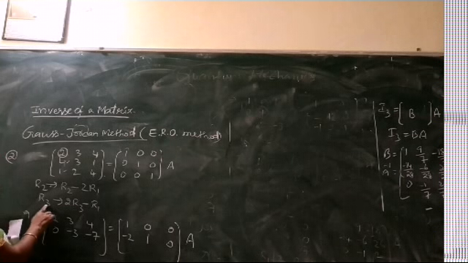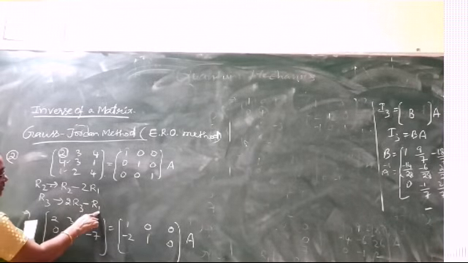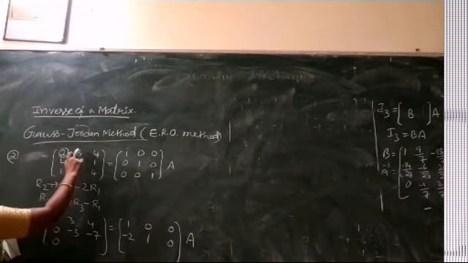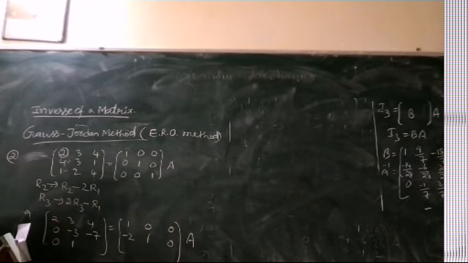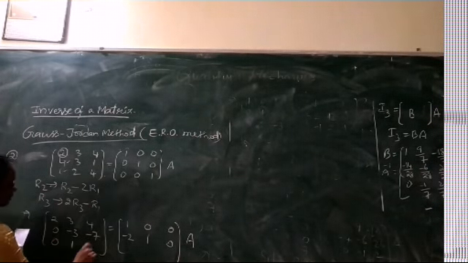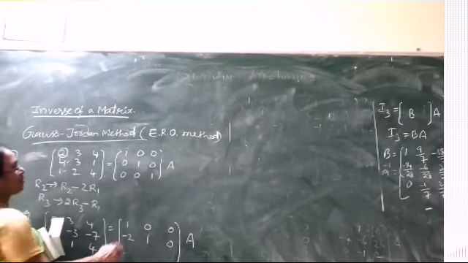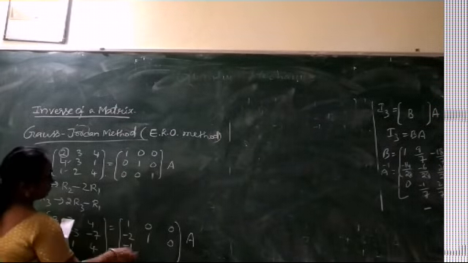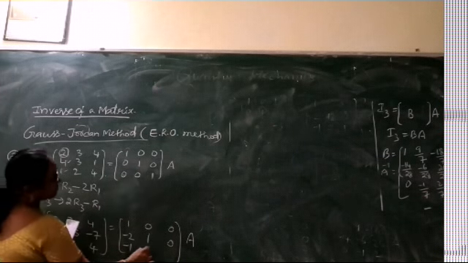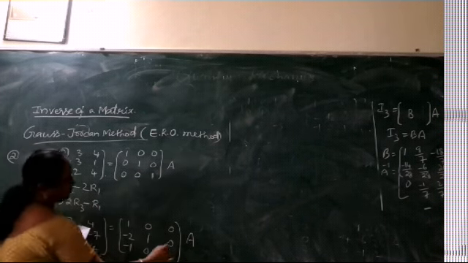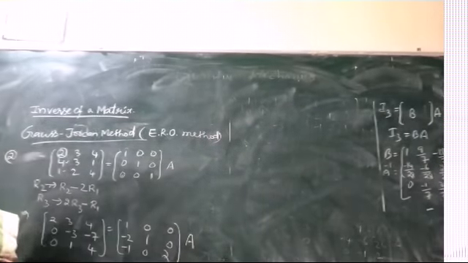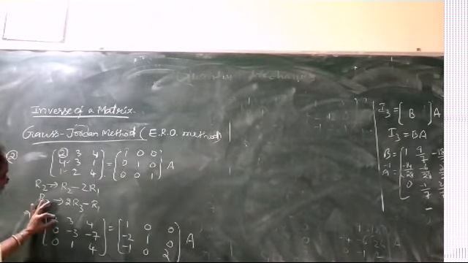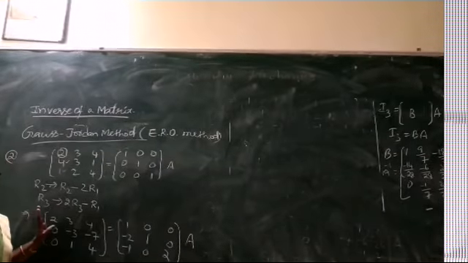Now R3 implies 2 R3 minus R1. So 2 into 1 minus 2, 0. 2 twos minus 3, 4 minus 3, 1. 2 fours, 8 minus 4, 4. On the right side also, we have 2 zeros minus 1, 2 zeros minus 0, 2 ones minus 0. This is the end of the first column, wherein, using the first pivot, the remaining column elements have been made zeros.